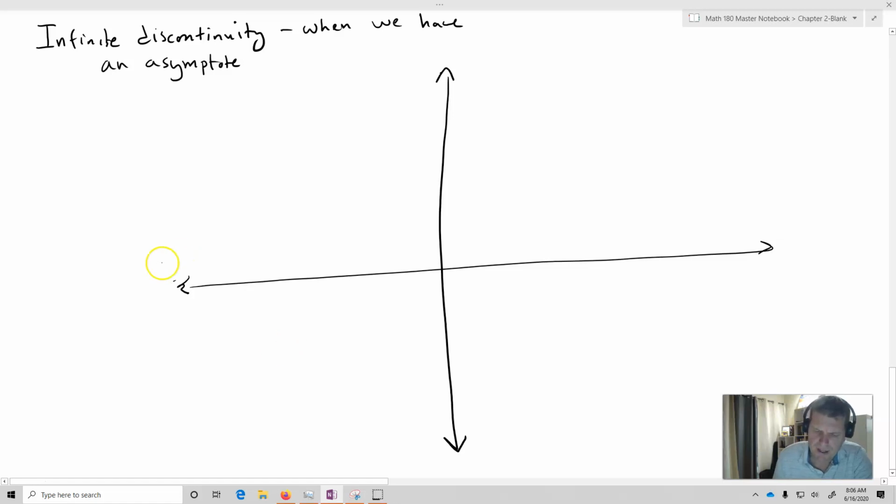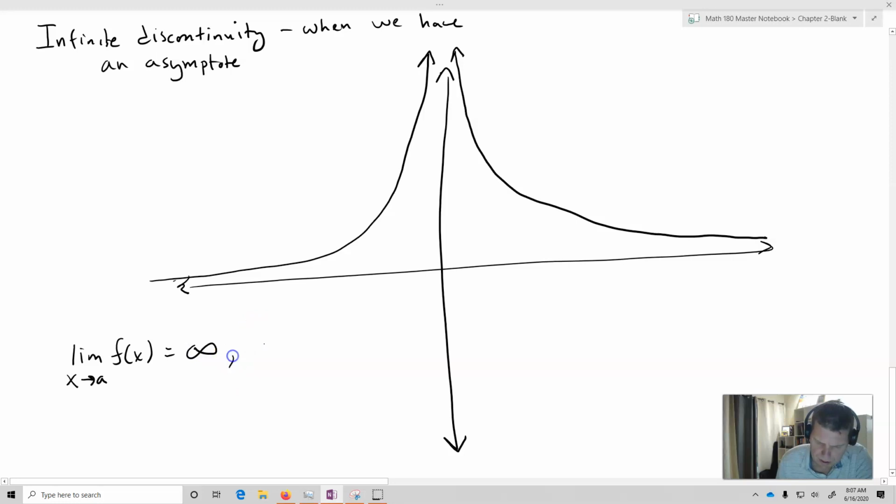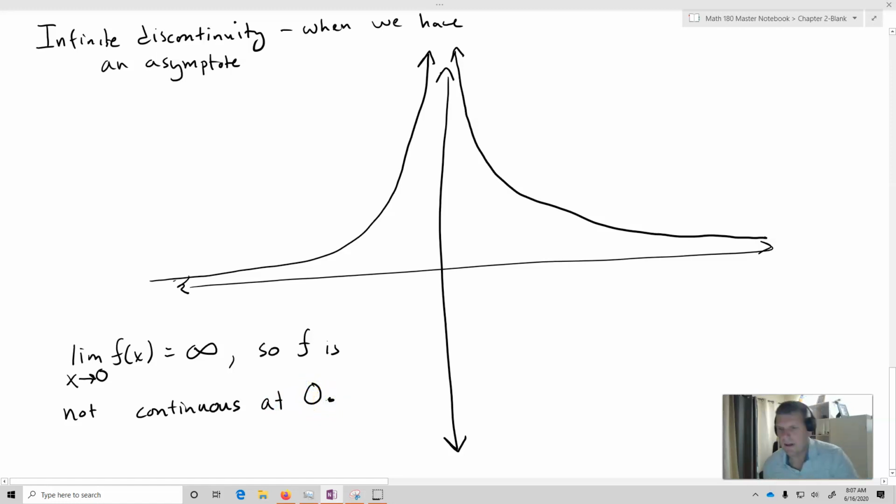All right. So I imagine something that looks like this, for example. As it extends up towards positive infinity. So if we look at this, we might say the limit as x approaches a of f of x equals infinity. So f is not continuous. Actually, x equals a is actually x approaches 0, if you can see in this graph. So f is not continuous at 0. There it is. We're just saying not continuous at that particular point.